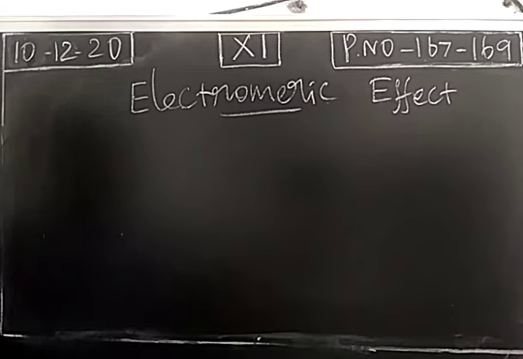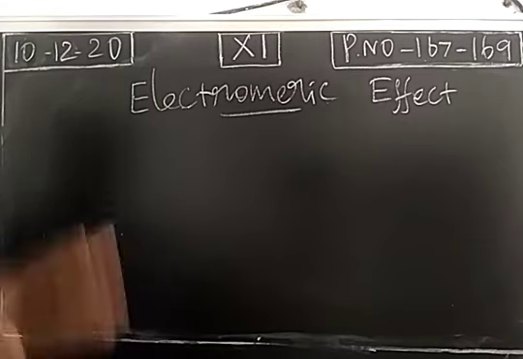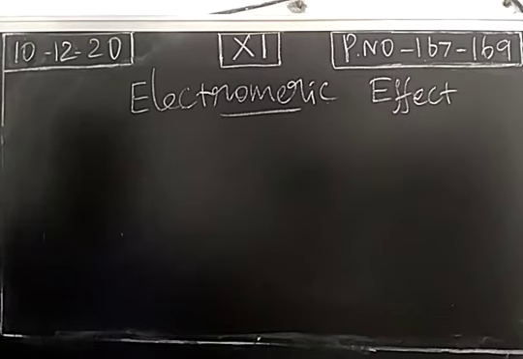The electromeric effect is a temporary effect. Inductive effect is a permanent one. The electromeric effect is a temporary effect, and this is possible in unsaturated compounds like alkenes, carbonyl compounds, and so on. So electromeric effect is possible in unsaturated compounds in the presence of attacking reagents, either in the presence of an electrophile or in the presence of a nucleophile. This effect is possible.